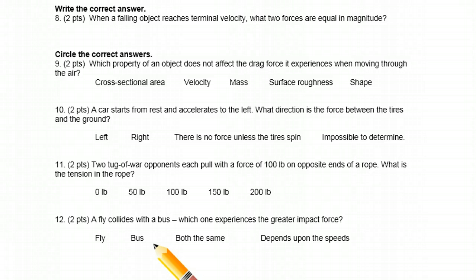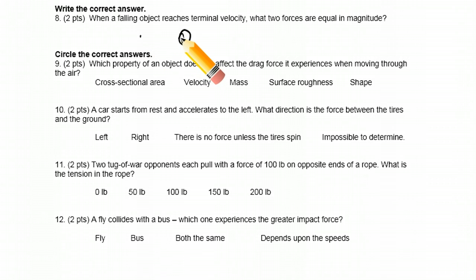Last part of this exam was some short answer and multiple choice type questions, so let's talk through those real quickly. First one, we're supposed to write the correct answer. When a falling object reaches terminal velocity, what two forces are equal in magnitude?